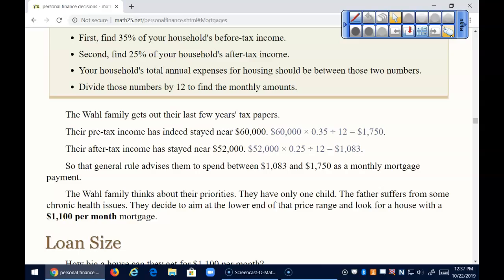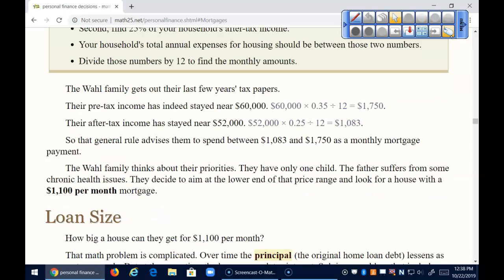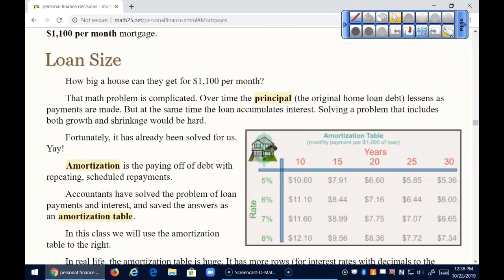I haven't actually gone around checking with my friends and family to see if anyone in Eugene follows this advice or not. So I don't know if this is good local advice, but they think about their priorities, because that's a pretty significant range, and decide to err on the side of caution. Let's spend about $1,100. Okay, so they know what they can afford.